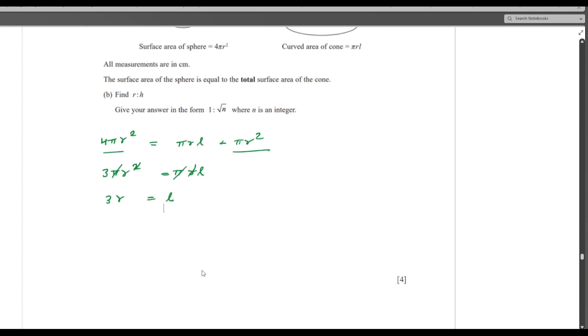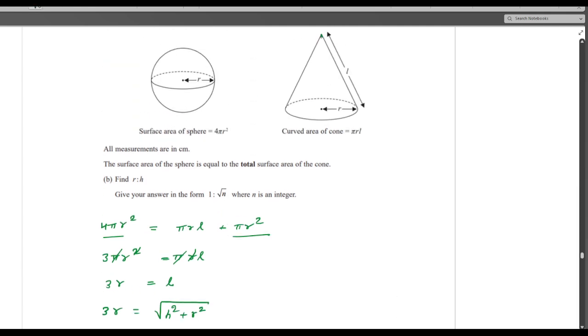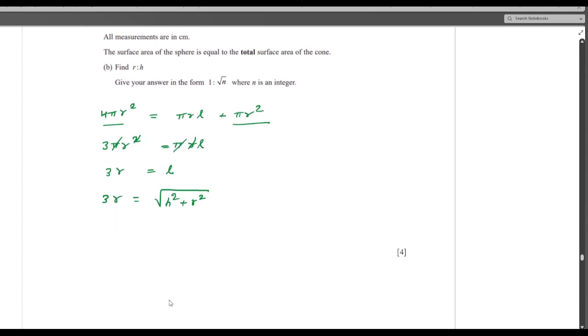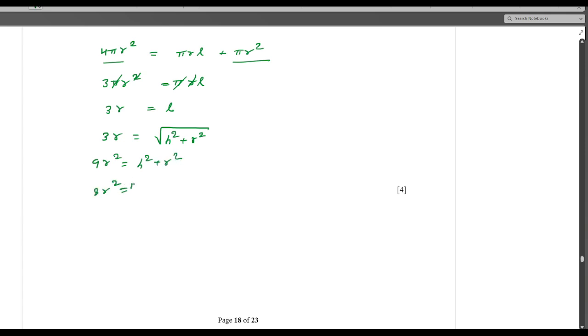Now the value of l is nothing but square root of h square plus r square. This is the slant height l. If I draw height from here, I get a right angle triangle, so I use the Pythagoras theorem to figure out what is l. Now I square on both the sides. Here I get 9r square is equal to h square plus r square. That gives me 8r square is equal to h square.